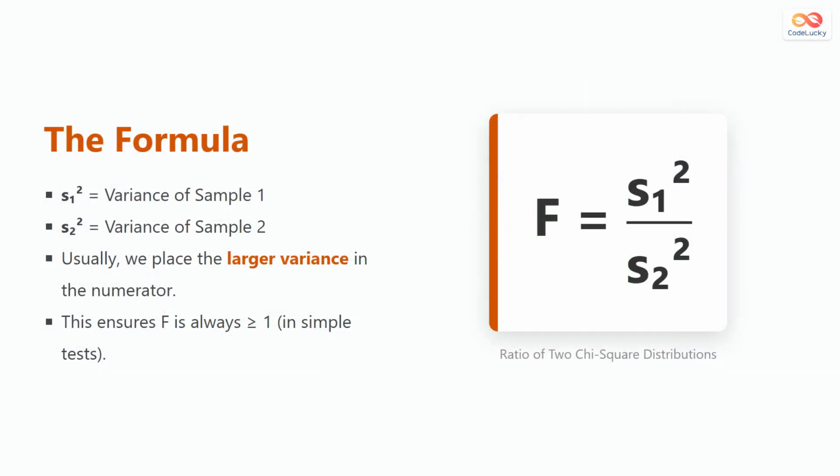Here is the mathematical formula. The F-statistic is calculated by dividing variance 1 by variance 2. By convention, we usually place the larger variance in the numerator, which ensures that our F-value is greater than or equal to 1. Technically, this is a ratio of two chi-square distributions divided by their respective degrees of freedom.